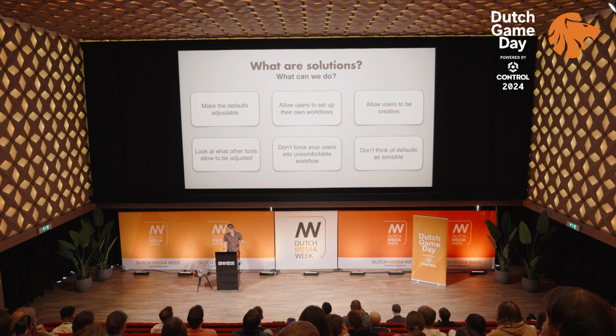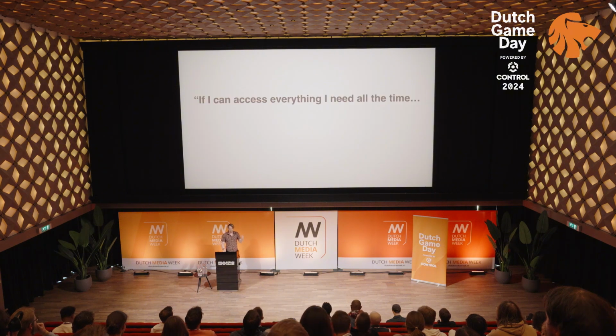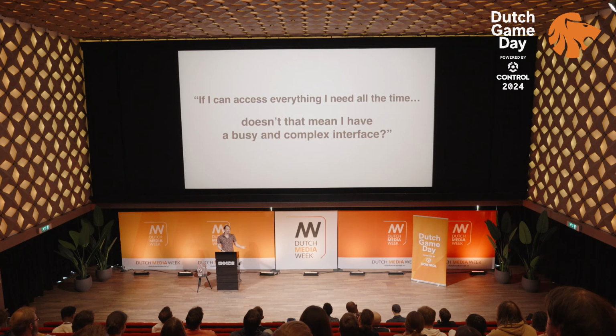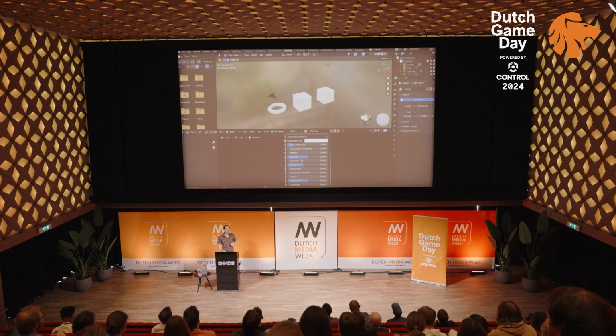But of course, often the argument that I hear at that point is, well, if I can access everything I need all the time, doesn't that mean I have a very busy and complex interface? Wouldn't there be buttons everywhere, if I constantly want to touch what I want to touch? So let's take a look at one, for example, here in Blender. There's a lot going on. Is it bad, though? Is it bad that there's so many things going on?